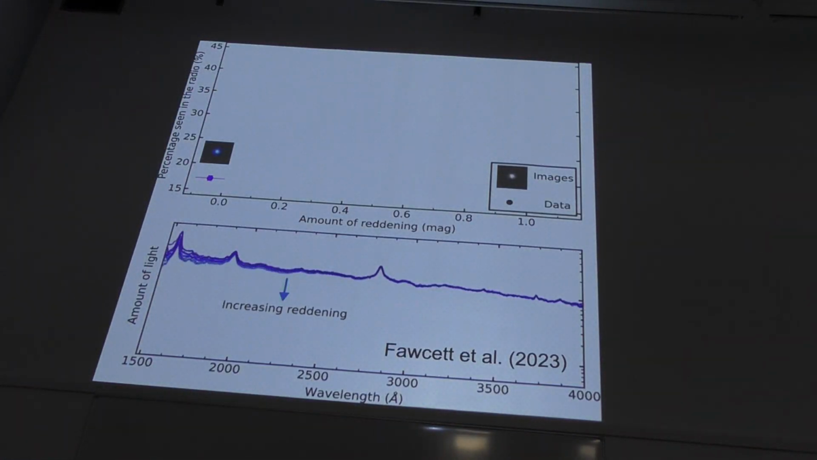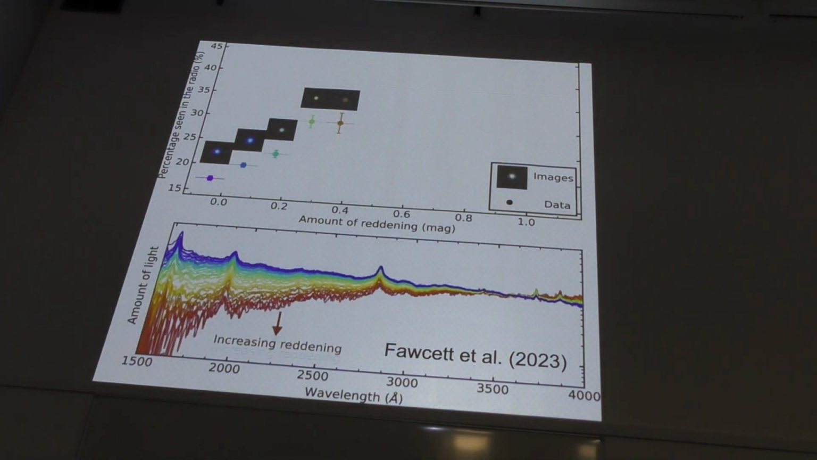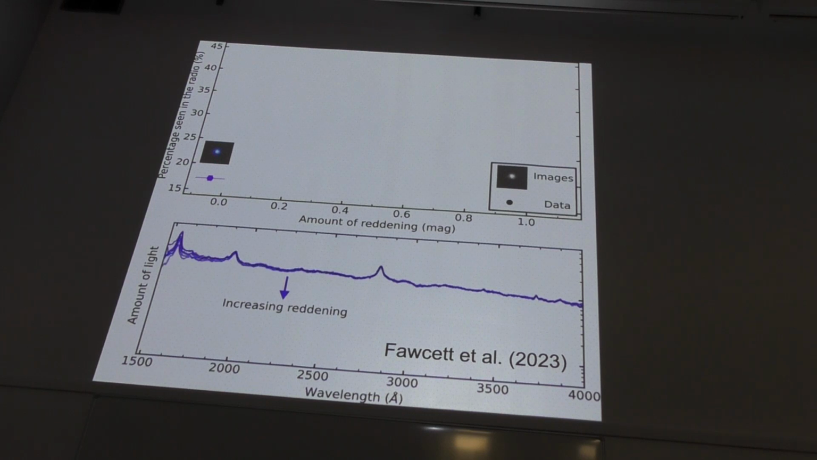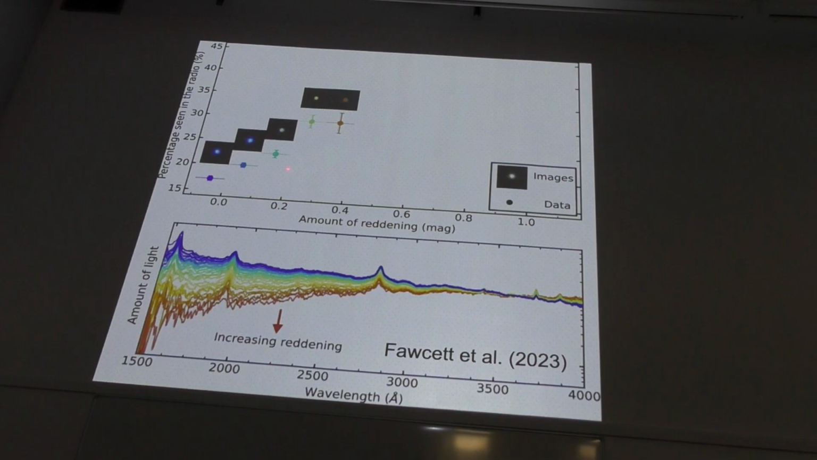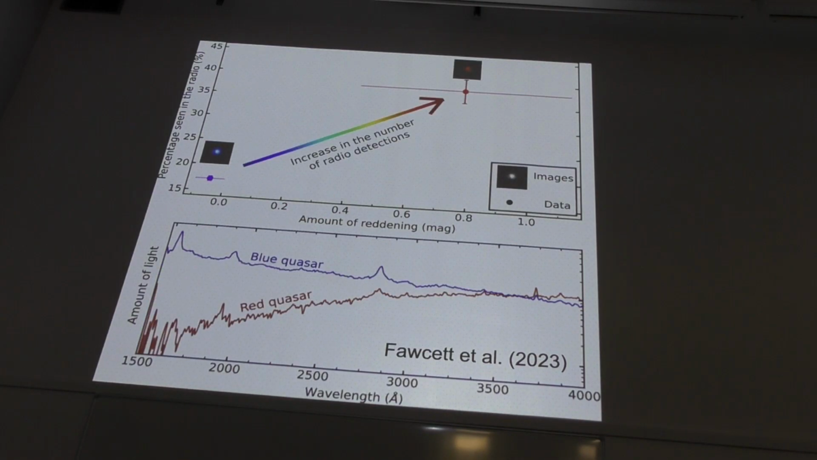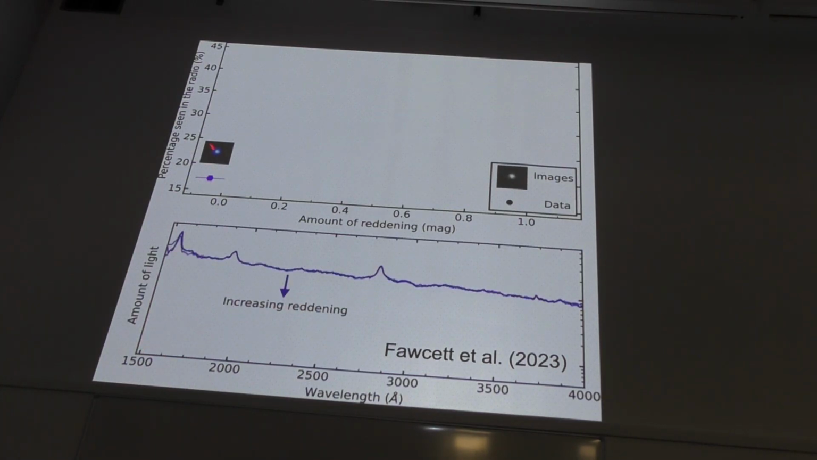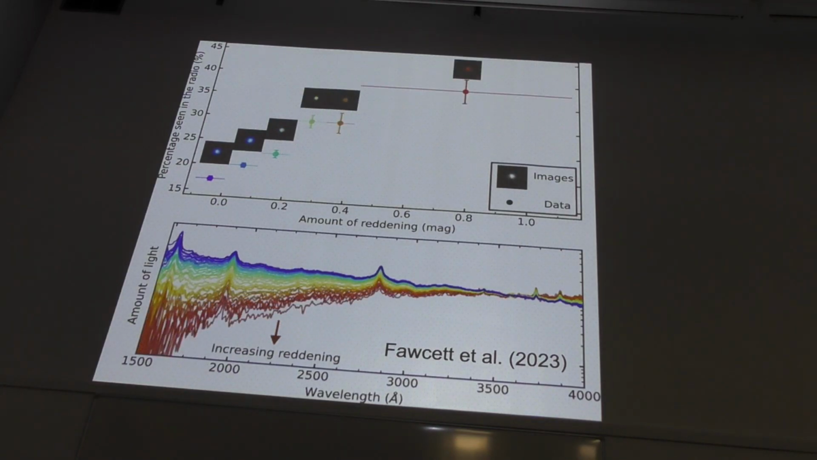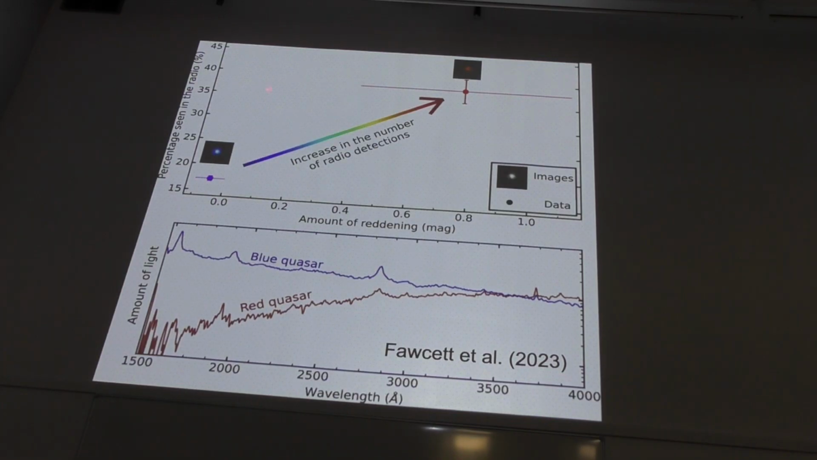So this is the key result. There's a lot going on here, but this is the radio detection fraction. So this is the percentage of quasars that I can detect in the radio, compared to the amount of reddening. So if you go towards the right, these are redder, dustier quasars, and then on your left are blue quasars. And here I've included a little cutout of a typical quasar at that reddening, just to show you what the optical images look like, and they do indeed get redder.